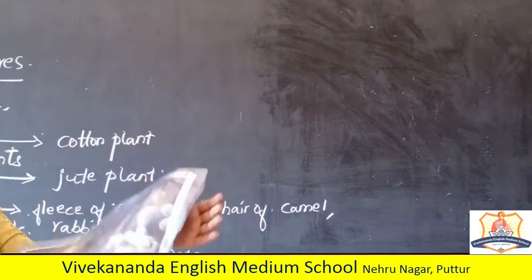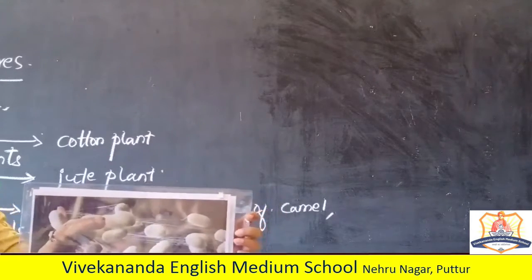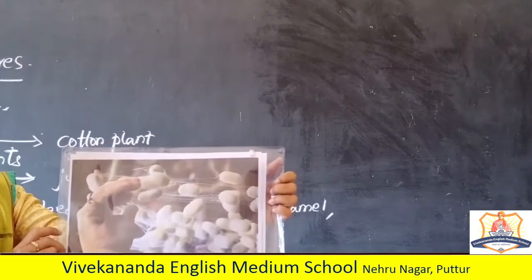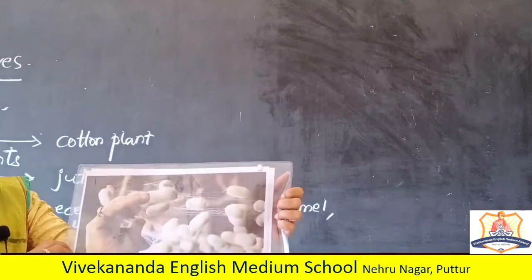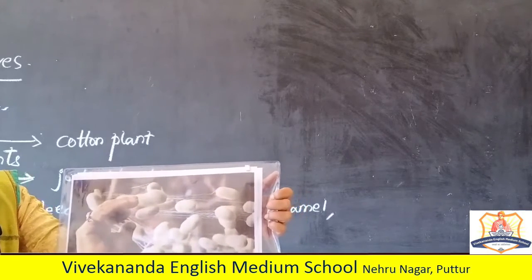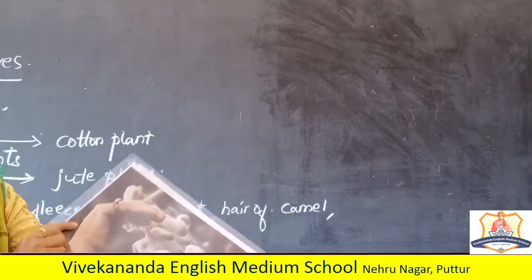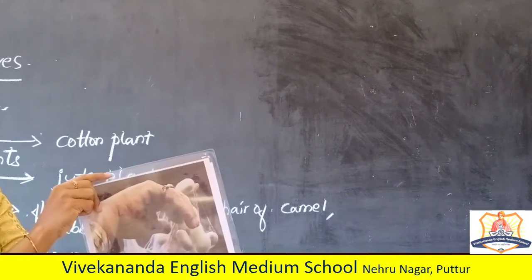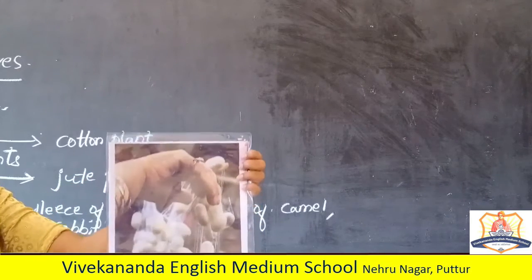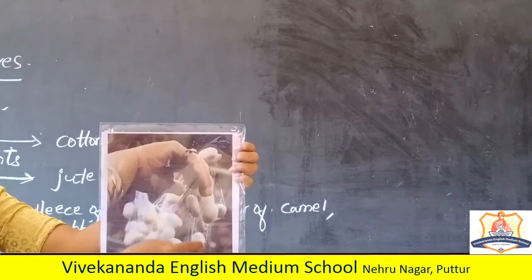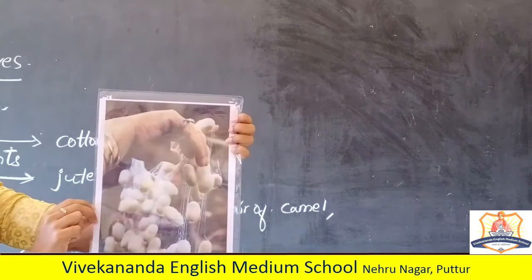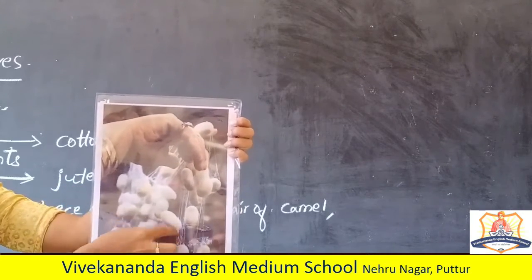After that, the people remove the cocoon and put it in boiling water, and the fibers are separated. You can see like this. See here the fibers. From this cocoon, fibers are separated.